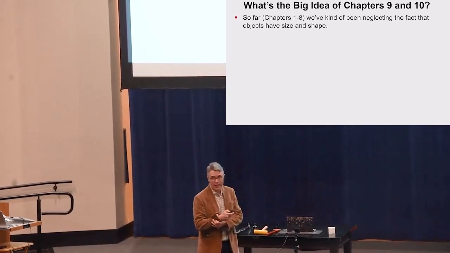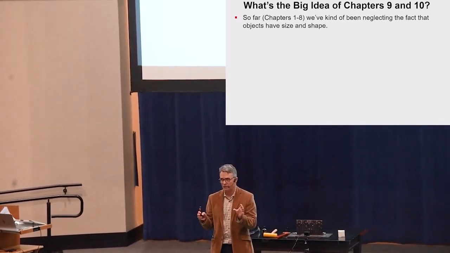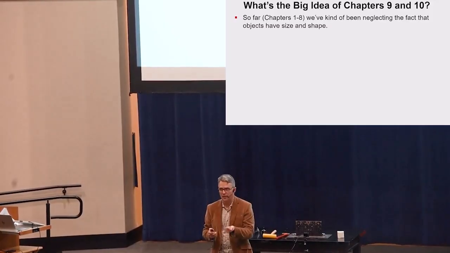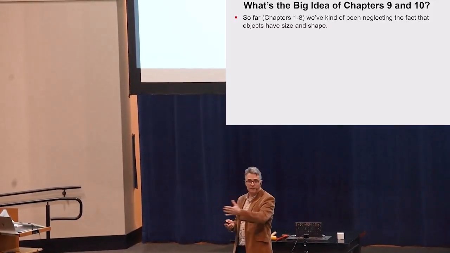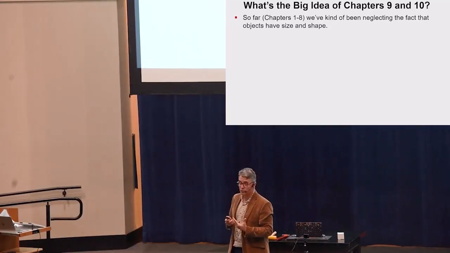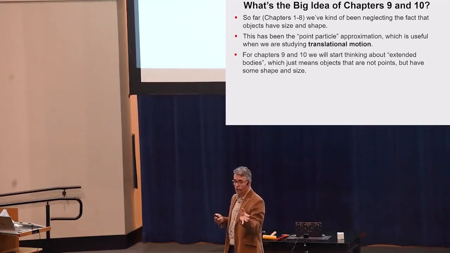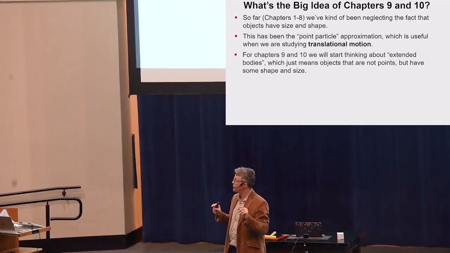In chapters 1 through 8, we've sort of been using a point particle model of everything. We want to know where something is and how fast it's going. But we've been neglecting the fact that objects have some sort of size and shape to them. That's translational motion. What's happening for chapters 9 and 10 is that we're starting to think about extended bodies, or rigid bodies as they're called.